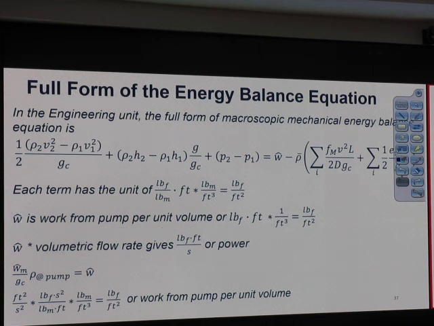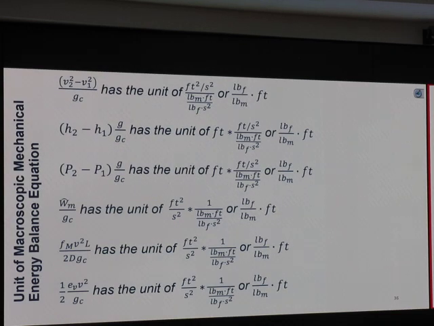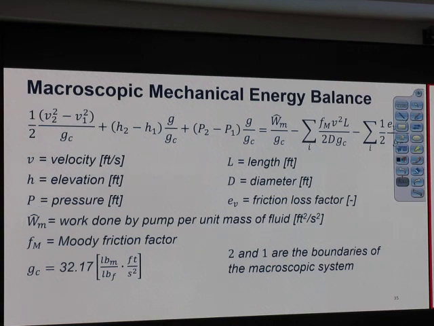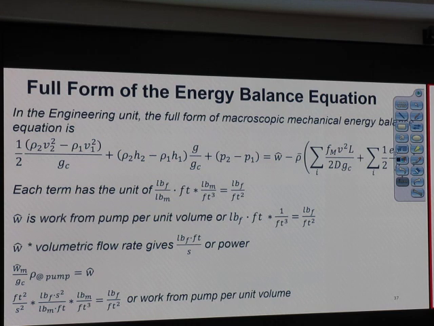All right, let's go through the example. Actually, it's a little bit more. You see, Wm hat and W hat. Over here is Wm hat, but over there, Wm hat is not W hat. Wm hat divided by G sub C multiplied by rho at the pump equals W hat. So it's a little bit of conversion. We will see the example to see how we actually do that.